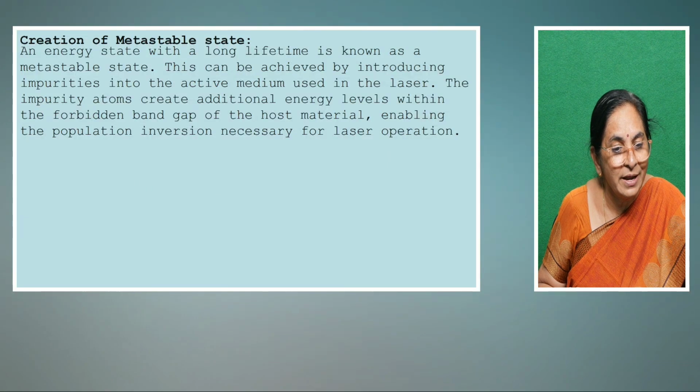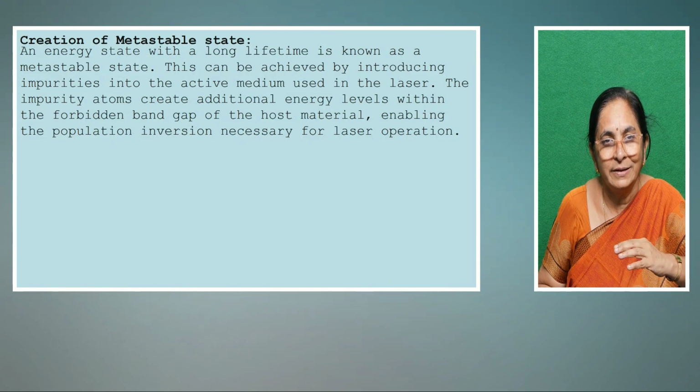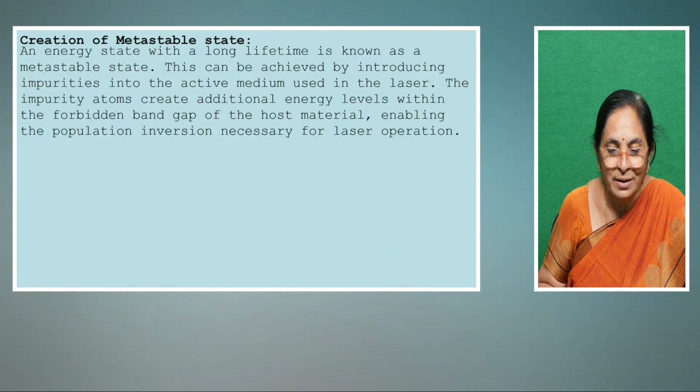How can we create this metastable state? We add some impurities to the actual active medium. By introducing impurities into the active medium used in the laser, the energy levels of the impurity atoms will be in the gap between the energy levels of the actual active medium, enabling the population inversion necessary for laser operation. So we need a metastable state.